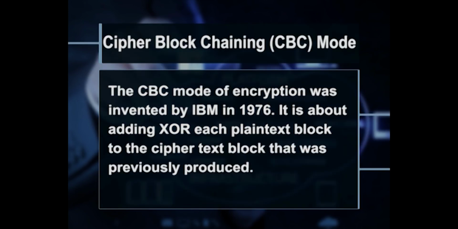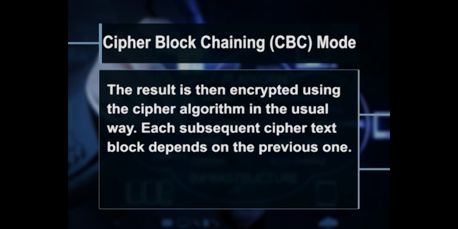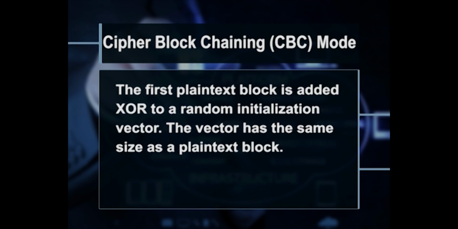Cipher block chaining, CBC mode. The CBC mode of encryption was invented by IBM in 1976. It is about adding, XOR, each plain text block to the ciphertext block that was previously produced. The result is then encrypted using the cipher algorithm in the usual way. Each subsequent ciphertext block depends on the previous one. The first plaintext block is added, XOR, to a random initialization vector. The vector has the same size as a plain text block.